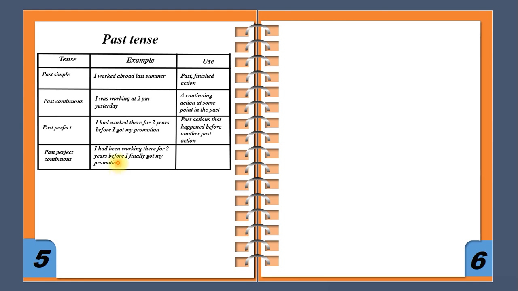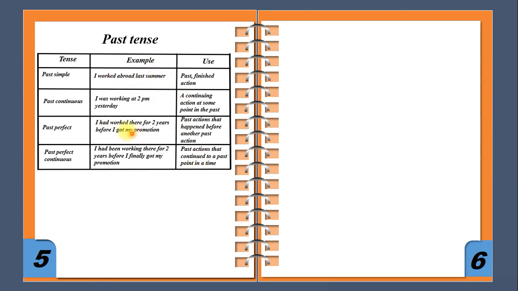There are 2 actions here. I had been working there for 2 years in the past perfect continuous. And I finally got my promotion in the second sentence, that is simple past. So it's used to talk about past actions that continue to a past point in time.